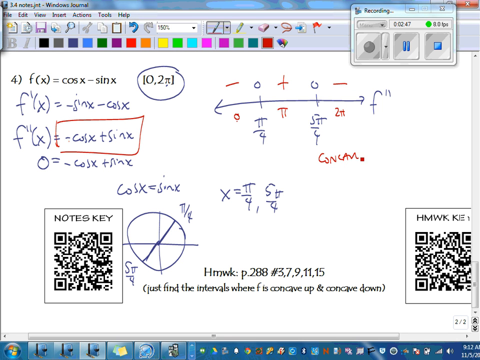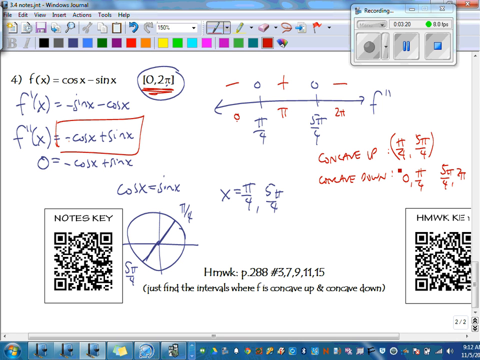Right, so we can write down our intervals when it's concave up and concave down. So concave up is going to be from pi over 4 to 5 pi over 4. Concave down, remember our interval that we're looking at is from 0 to 2 pi. So it's going to be concave down from 0 to pi over 4 and from 5 pi over 4 to 2 pi.